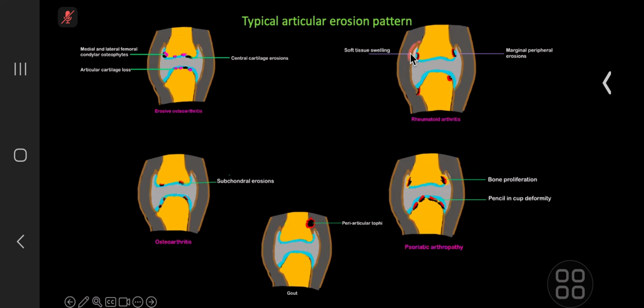And look at the soft tissue pattern, if there is any soft tissue swelling, and then marginal osteophytes with marginal erosions, think of rheumatoid arthritis. And if you see periarticular tophi or juxta-articular, that is the terminology which is used, think of gout.